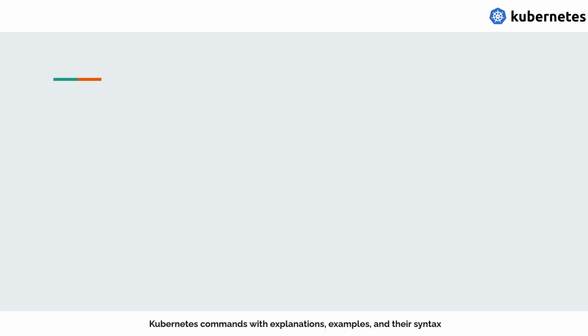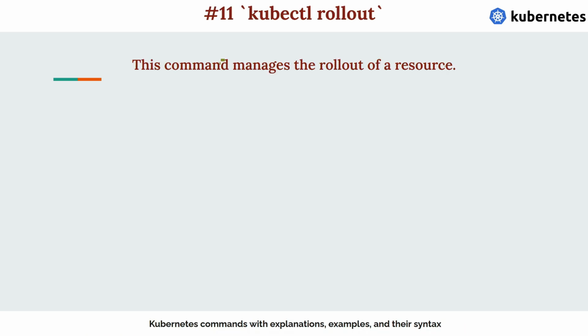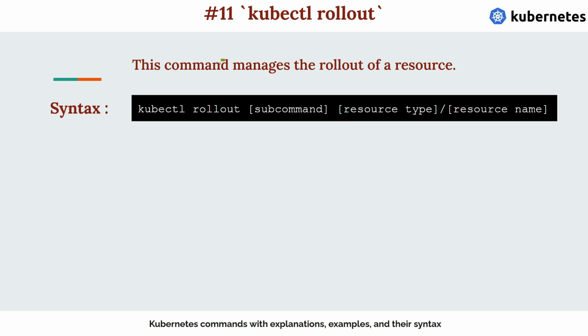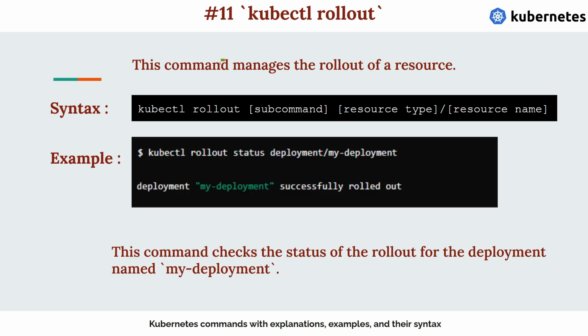Next command is kubectl rollout. This command manages the rollout of a resource. Let's see the syntax. The usage of the kubectl rollout command starts with the kubectl rollout keyword, followed by a subcommand, resource type slash resource name. This command checks the status of the rollout for the deployment named my-deployment.